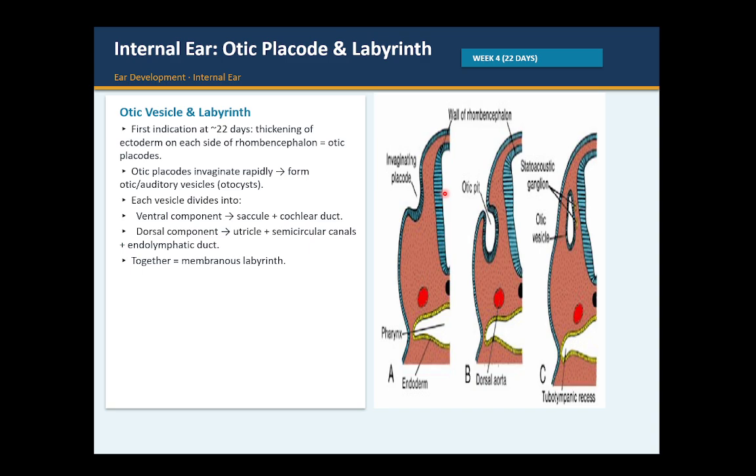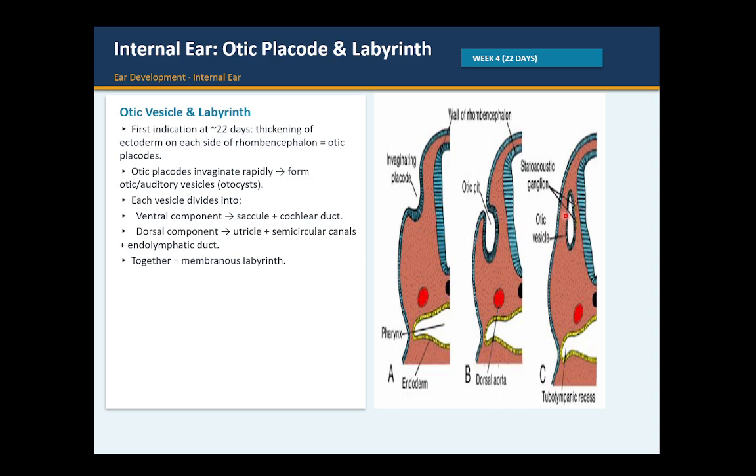As this surface ectoderm invaginates, we initially call it the otic pit, because it's a depression. Then as it further invaginates, it will detach itself from the surface ectoderm. When it detaches, it forms a vesicle. This vesicle is called the otic vesicle. So where is it lying? Just next to the hindbrain, which is the rhombencephalon.